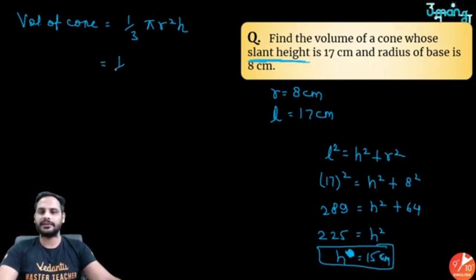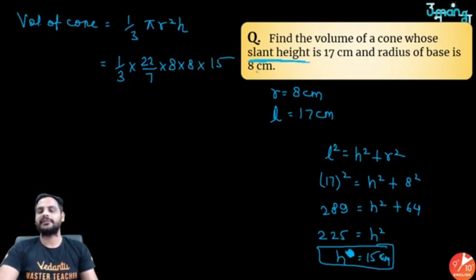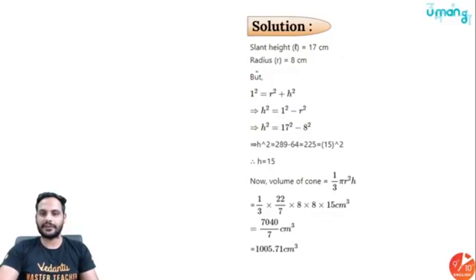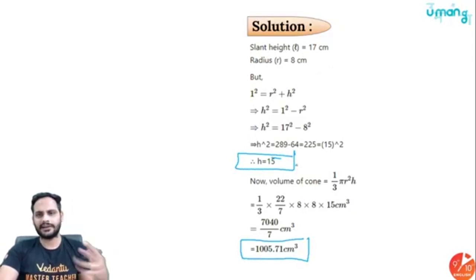Now you can find out the volume. 1 by 3 into pi into radius 8 into 8 into height 15. Bas, simplify all this, you will get your answer. So your final answer is 1005.71. So the main thing was getting the height. After that, simple application of the formula.